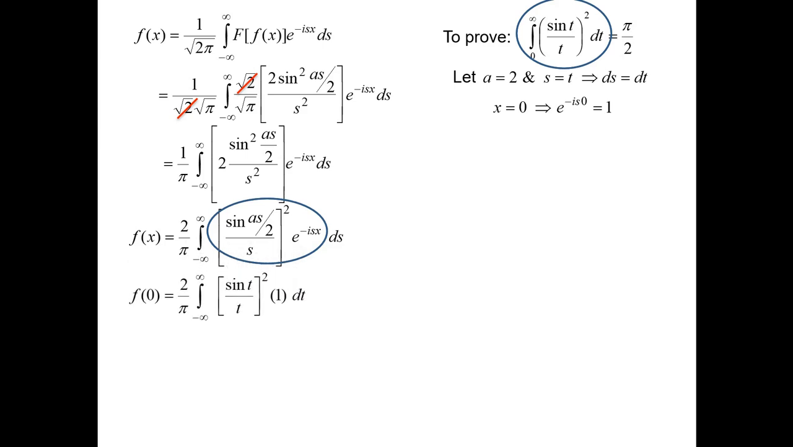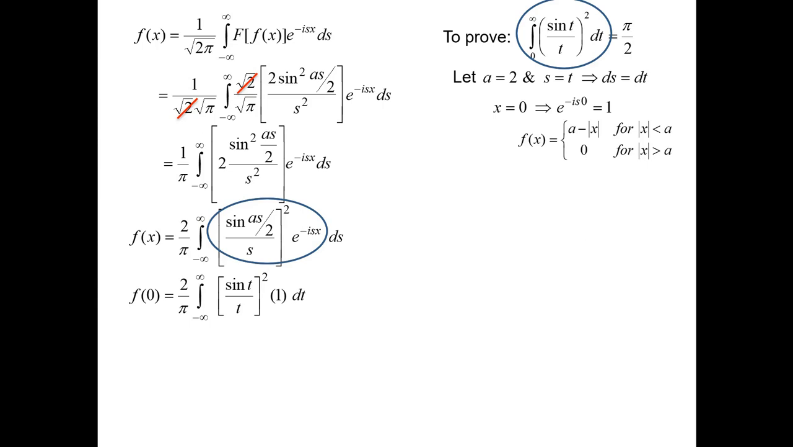Therefore, we can get f of 0 equal to 2 divided by pi integral over minus infinity to plus infinity. In place of as it is 2t divided by 2, so that 2 cancels, we get sin t by t. In place of s is t, and then the whole square into e power 0 is 1, and ds here is dt.